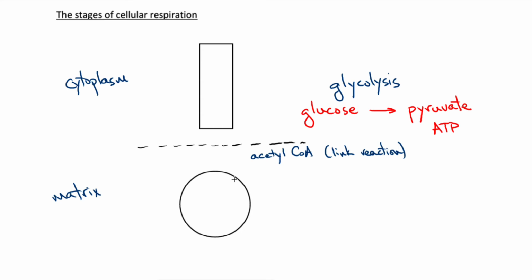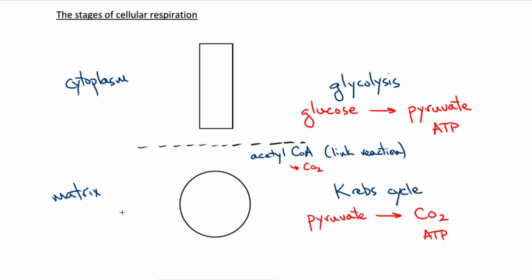Now, this step that follows, where acetyl-CoA, which has just been made from pyruvate, is further oxidized, is called the Krebs cycle. So the Krebs cycle takes place in the matrix of the mitochondrion, and what's happening here is that pyruvate is being oxidized. It's having electrons removed, and that's producing carbon dioxide and some more ATP as well. So this is where the carbon dioxide that we breathe out is coming from. It's coming from the Krebs cycle, and actually also from the link reaction, which is producing some carbon dioxide as well.